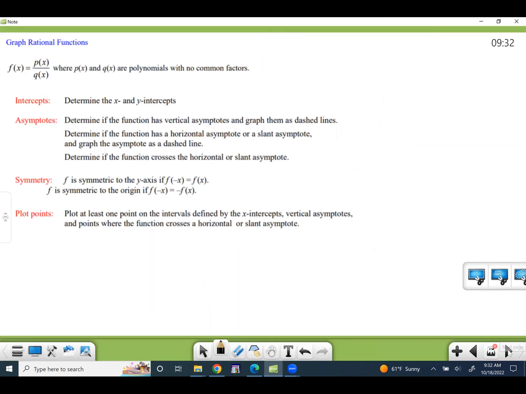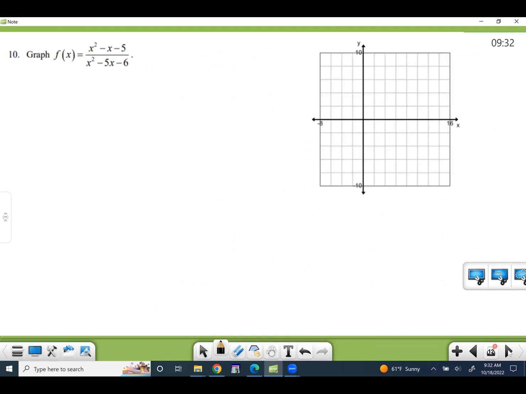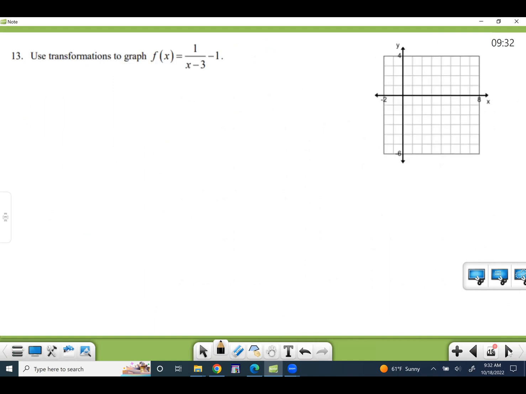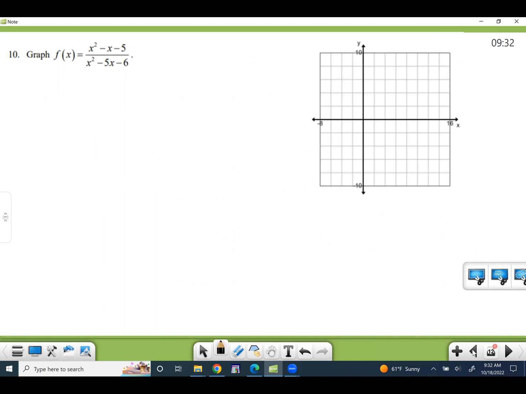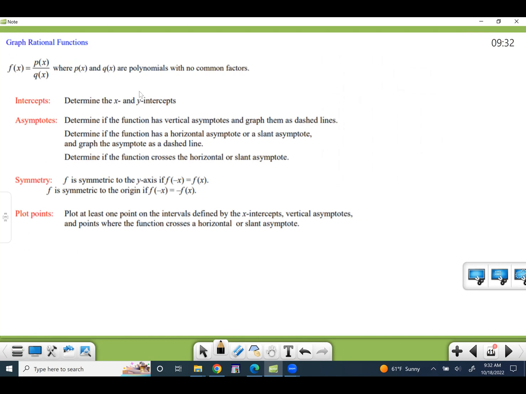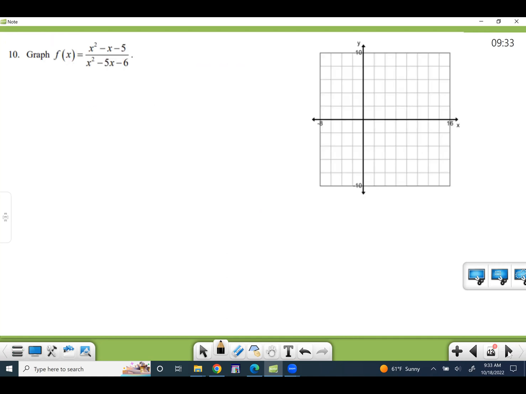All right, beautiful graph. Okay, so now we're going to go in and graph a few. We got 4 of them that we're going to graph. Okay. All right. So let's just go through and look at what they want us to do. They want us to get the x and y intercepts, find the vertical, horizontal, and slants, determine if it crosses it, and then if there's any symmetry, look at that, and then plot points. Okay. So let's go in and get the x and y intercepts.